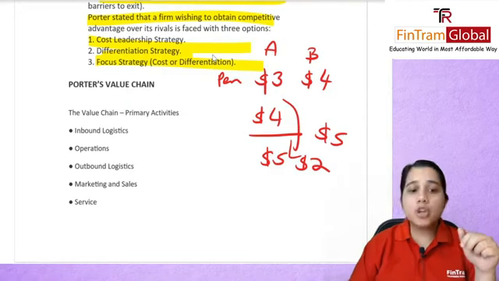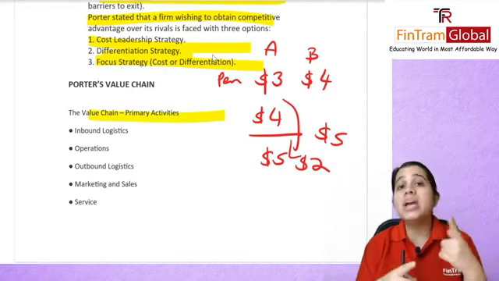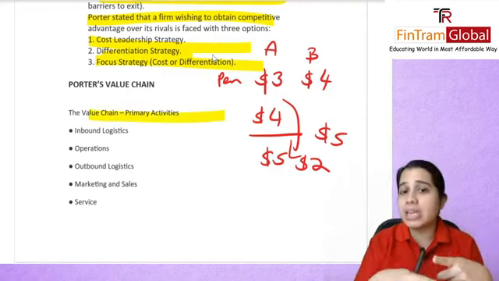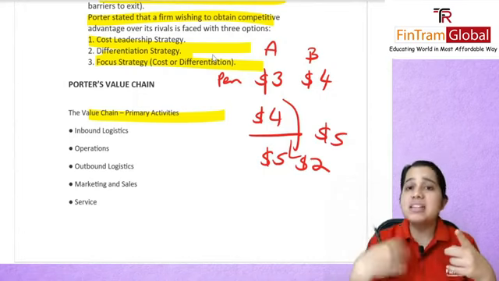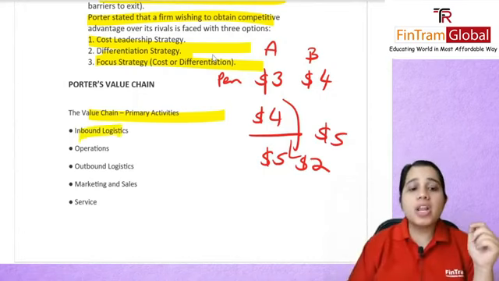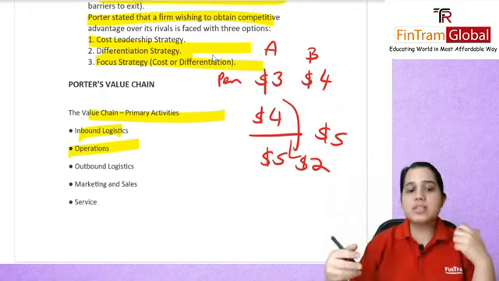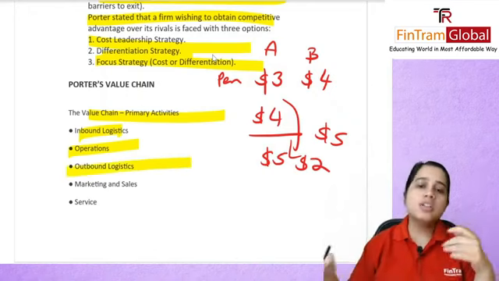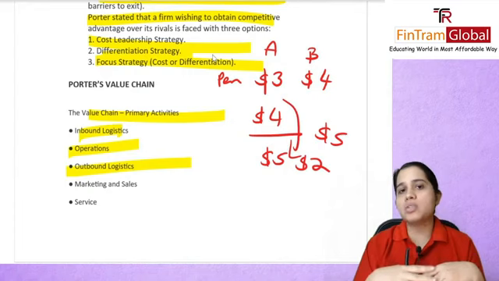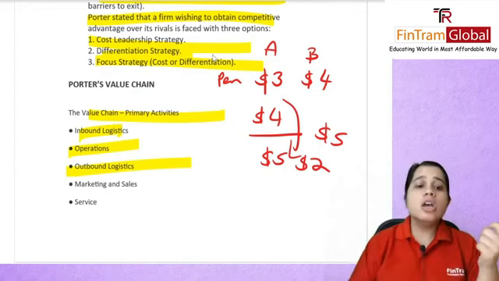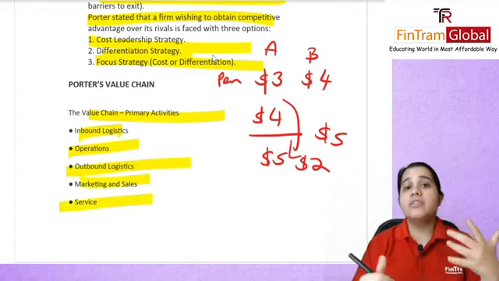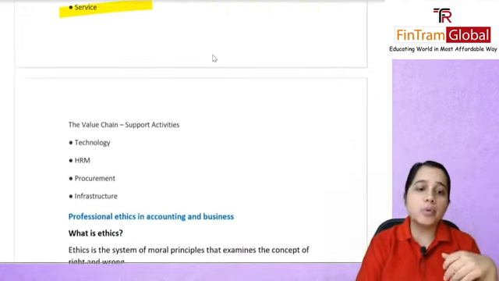Porter's value chain we had talked about. The primary activities: inbound logistics, whatever is coming in, your materials that are coming in. You have your operations, where you are converting these raw materials into a final product. You have your outbound logistics, where goods go from your warehouses to various distribution channels. You have your marketing and service, after-sales service, whatever you're providing.